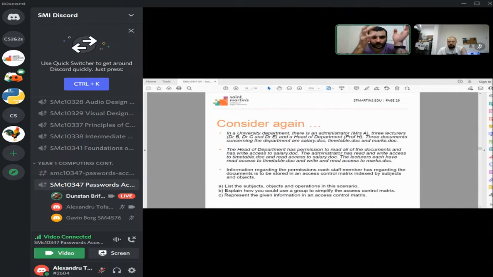We will be asked to obtain the subjects, the objects, and in this case, for example, even the operations. And then explain how the group could be used to simplify the access control matrix and then represent it in a matrix. Because in terms of questions, we can be asked to represent as a list, as a matrix, or as a graph. And one of the three, or all three of them, can be put forward as a question. Well, try this out now.